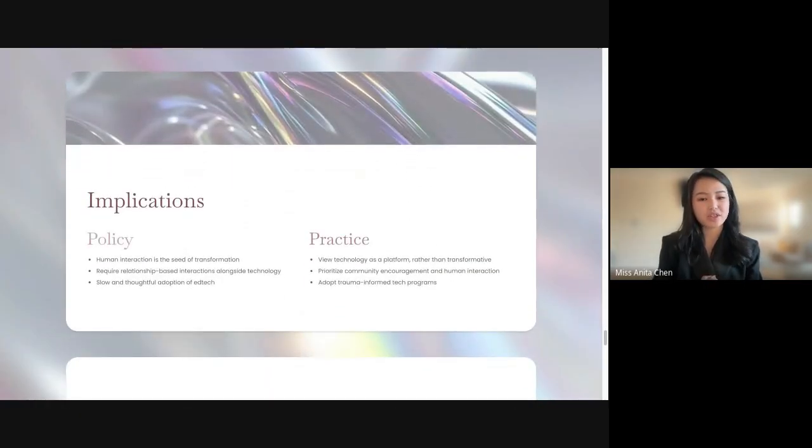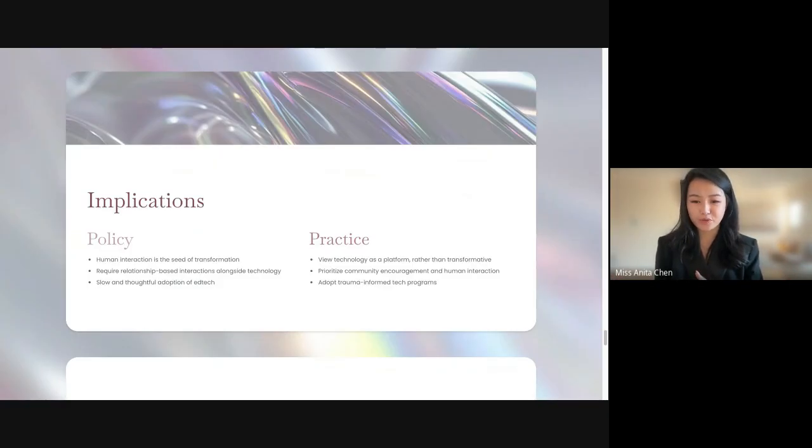As for the implications on policy and practice, I would advise policymakers that human interaction is at the seed of transformation. So as we are rapidly adopting EdTech in many, many school districts, it's equally important to require those relationship-based interactions for students to truly learn and grow. As a result, I would advocate for the slow and thoughtful adoption of EdTech rather than the feverish speed that we seem to be adopting EdTech broadly.